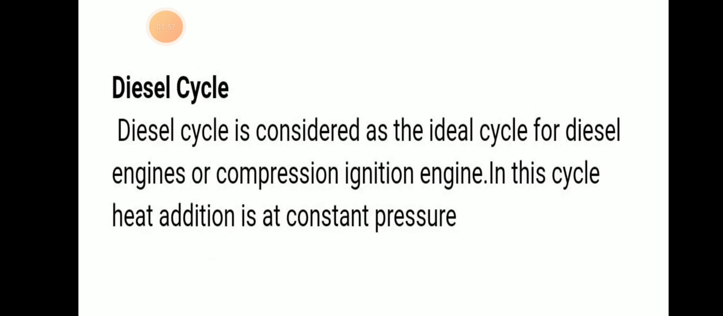So let's move on to the diesel cycle. From the name we can say it is for diesel engines, which are compression ignition engines. So the Otto cycle is spark ignition, and the diesel cycle is compression ignition. That is the main difference. In this cycle, heat addition is at constant pressure. So this is the diesel cycle.